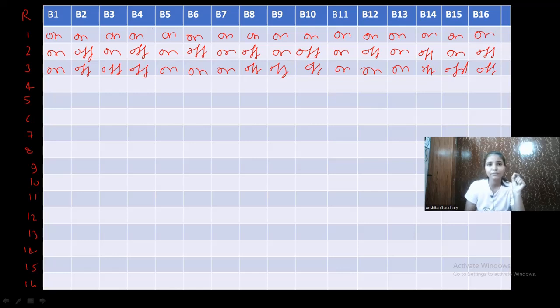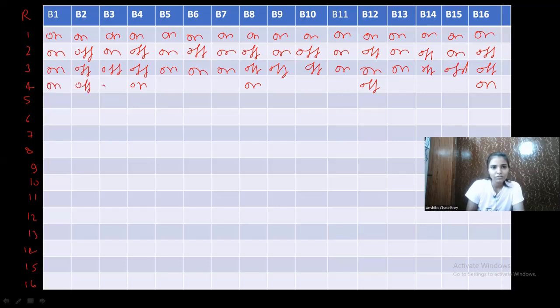So each fourth, that means fourth, eighth, 12th, and 16th. All right. Fourth, so it will be on. Eighth, so it will be on. 12th, it will be off. 16th, it will be on. All right. Now all the bulbs will remain as they are.